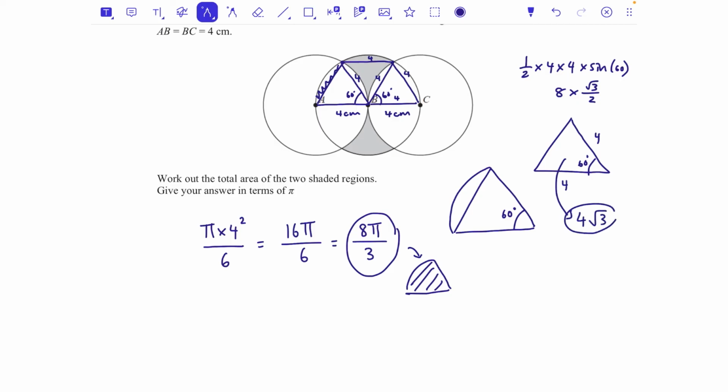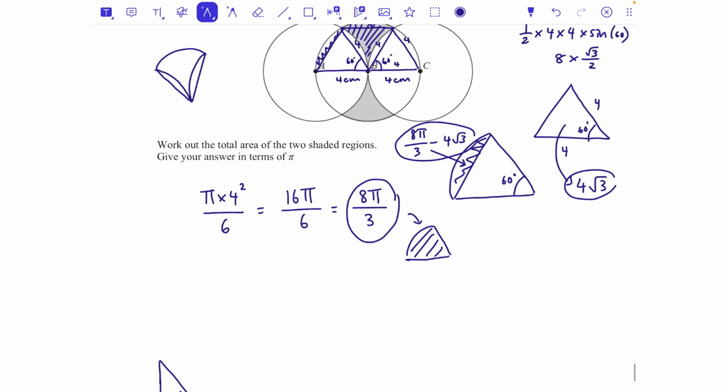Therefore, if you just want the slither here, this little section, it's going to be 8 pi over 3 minus 4 root 3. Okay, now let's look more closely at what they've asked me for. They've asked me for this section here. Now that section, that shaded bit, and we're going to have to double it because we've got one at the bottom as well, is made up of one sector minus 2 of those slithers.